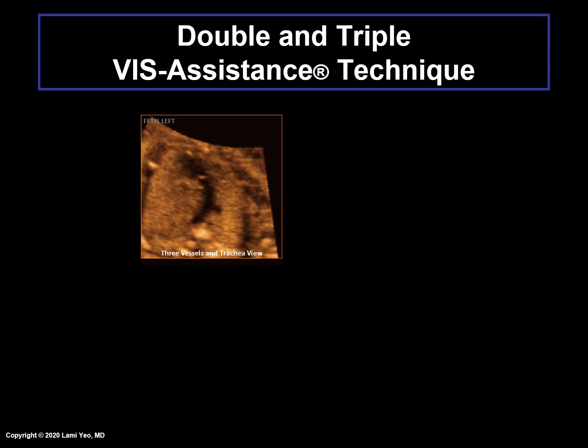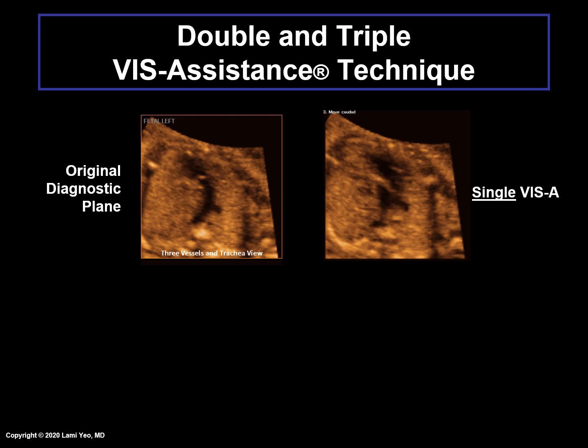Now, here is a different fetus analyzed by the FIND method. The original 3 vessels and trachea view diagnostic plane shows a single large vessel, the aorta, exiting from the right ventricle with the superior vena cava located to its right. Transposition of the great vessels was therefore suspected. VISA assistance was activated for the 3 vessels and trachea view diagnostic plane the first time to try and identify the pulmonary artery. A vessel was located inferiorly to the aorta.